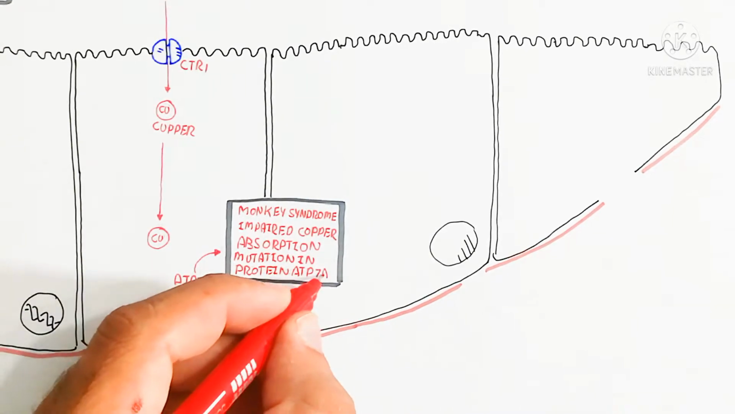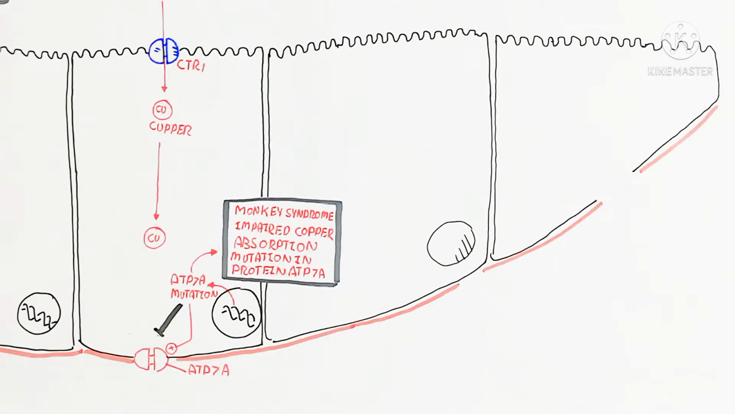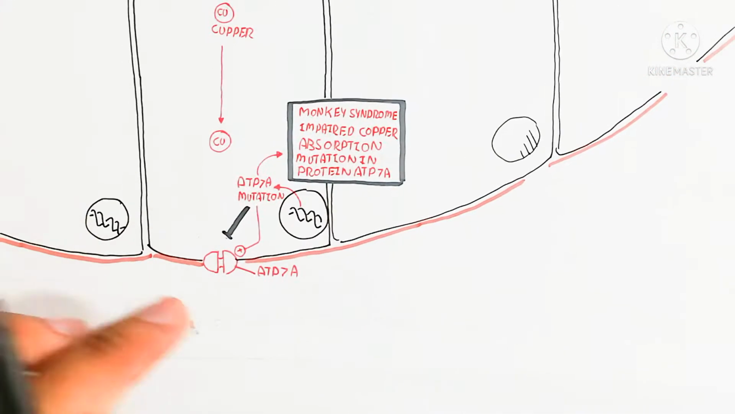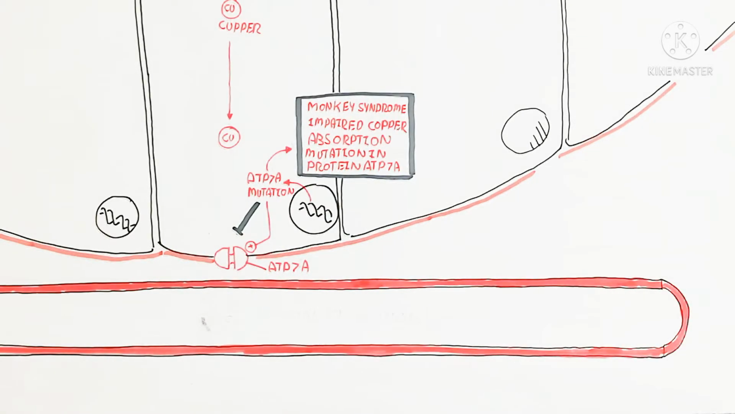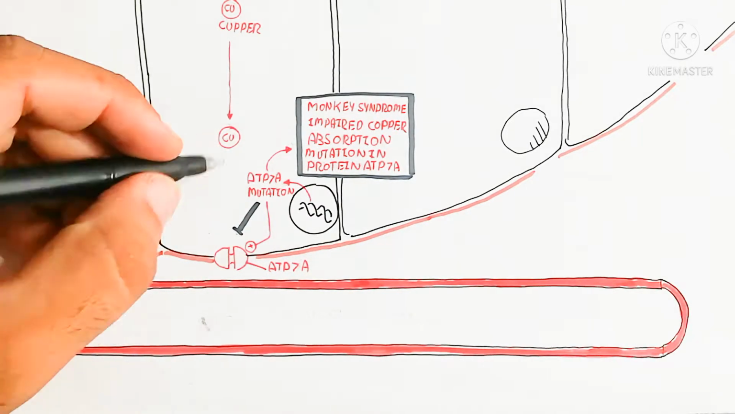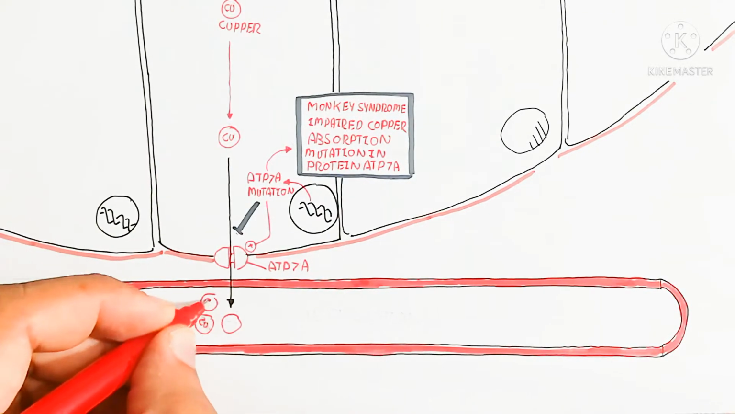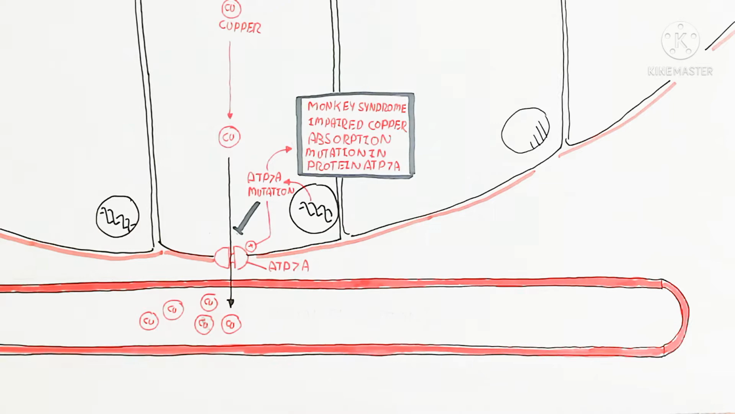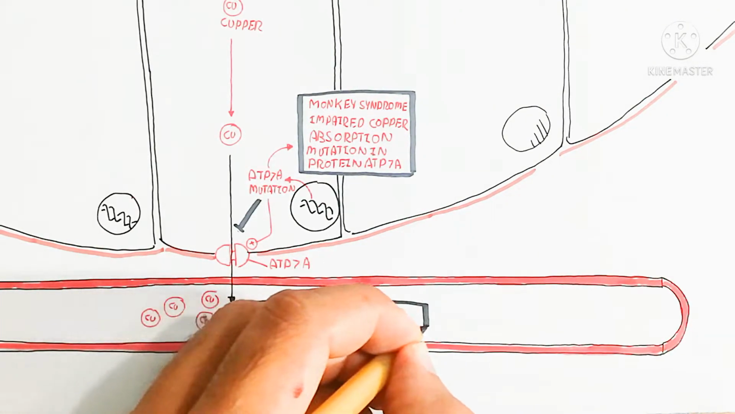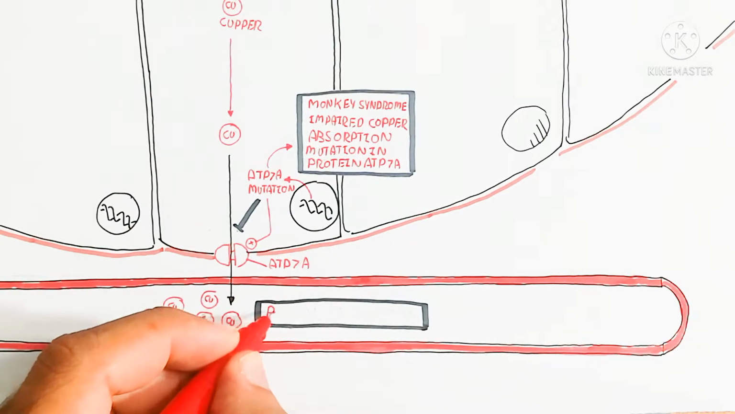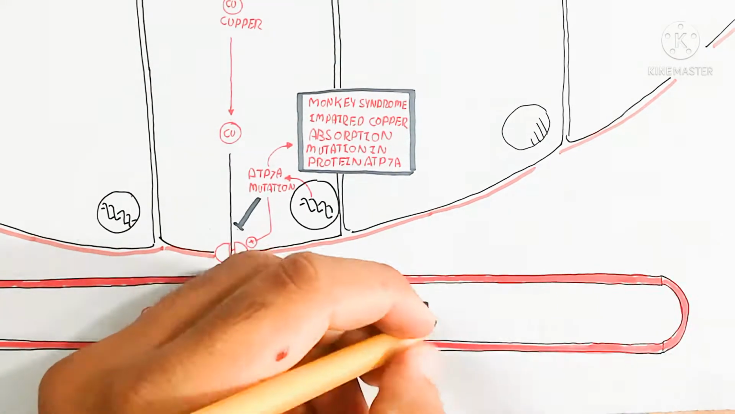Menkes syndrome is impaired copper absorption caused by mutation in the protein ATP7A. It means that mutation of this gene inhibits the production of ATPase 7A, which is ATP-dependent 7A, so it is not produced. So the copper will not be absorbed into the blood circulatory system. This copper deficiency is known as Menkes syndrome.